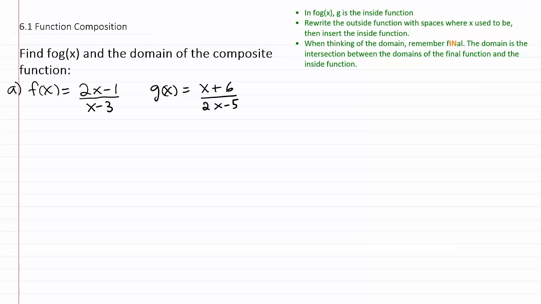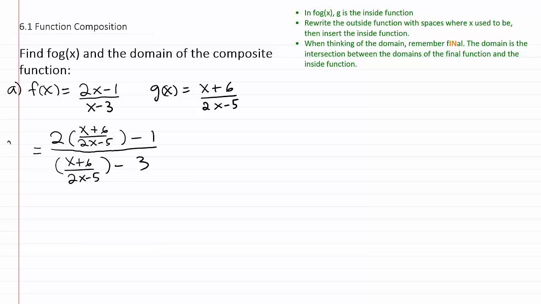Leave a space wherever there are any x's, right? So I'll put a space, -1, space, -3. And in the space, you plug in the inside function, which in this case is g. So it'll be x plus 6 over 2x minus 5 in that first space, and the same thing in the second space, x plus 6 over 2x minus 5. All right, from there, you've actually technically done the composition.